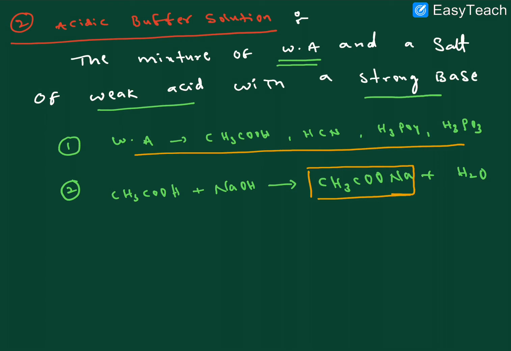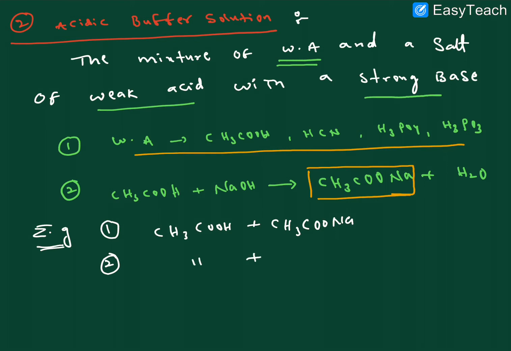Right, let me explain with a few examples here. The first example: acetic acid plus sodium acetate, CH3COONa. These two in combination are called an acidic buffer solution. And also we can take acetic acid and react with potassium hydroxide. What will you get here? Potassium acetate, CH3COOK. So acetic acid plus potassium acetate is also an acidic buffer solution, right?